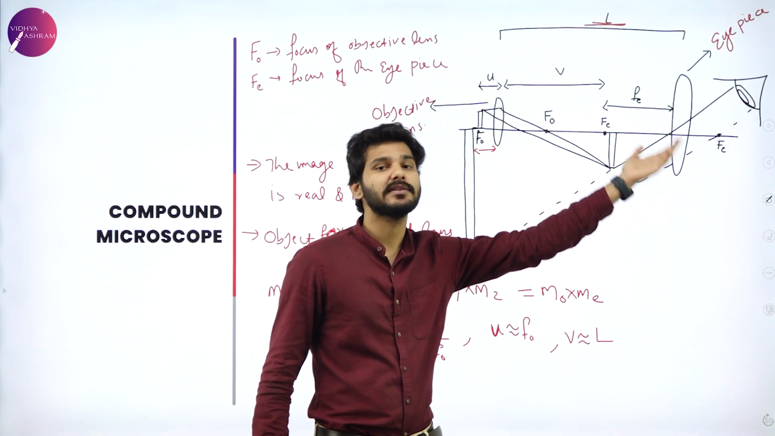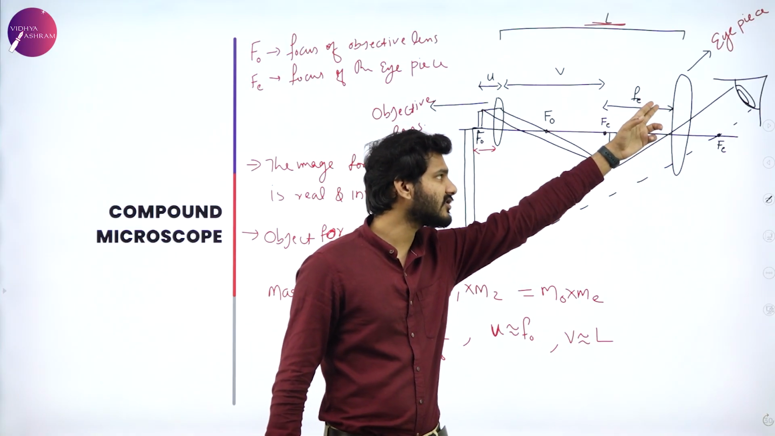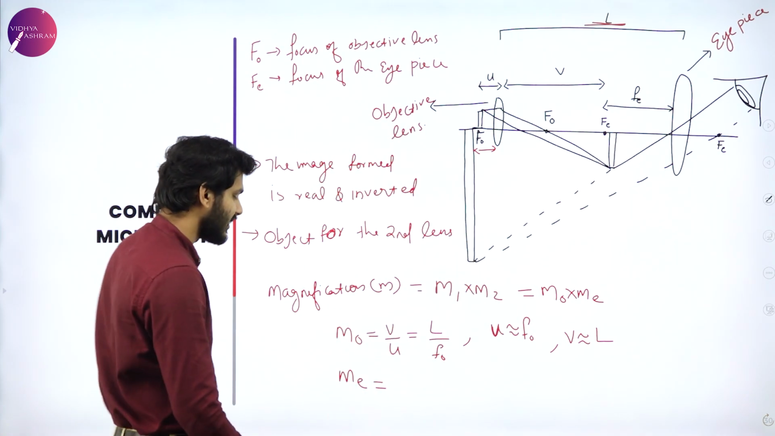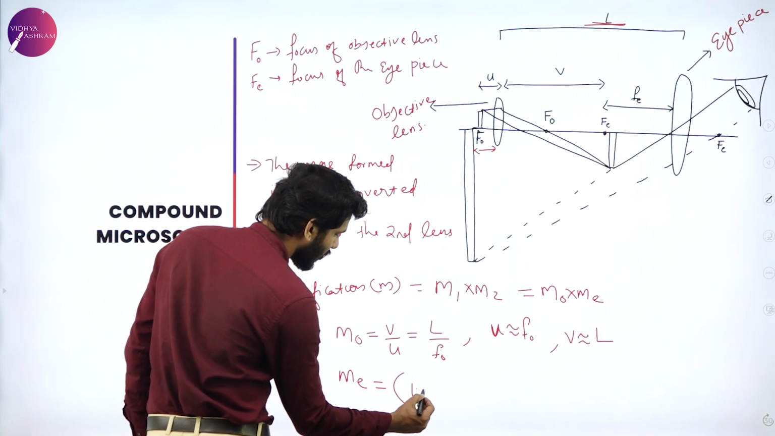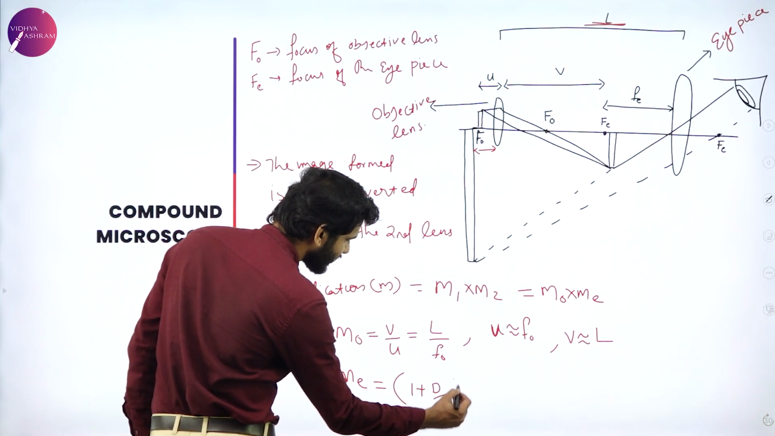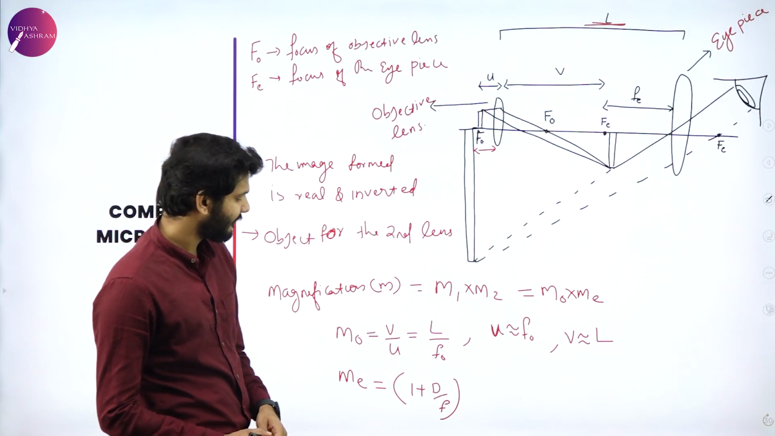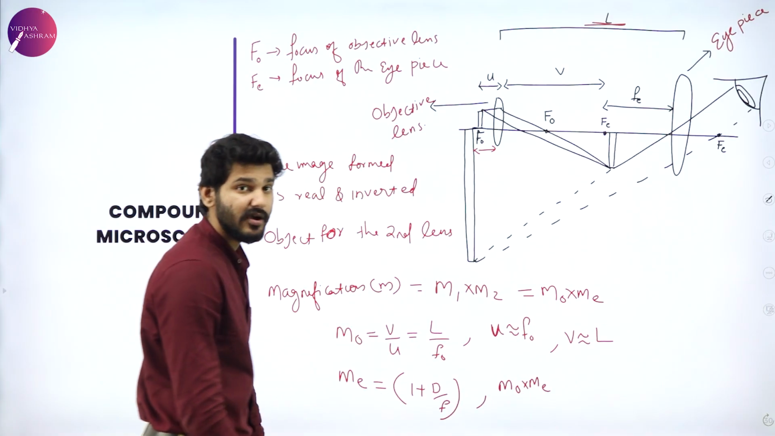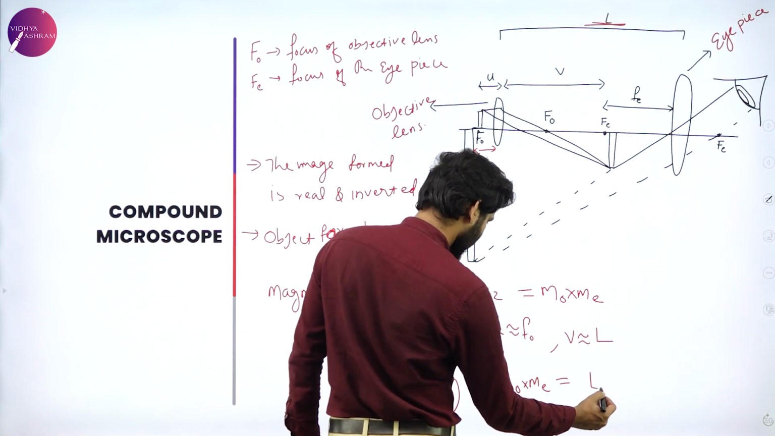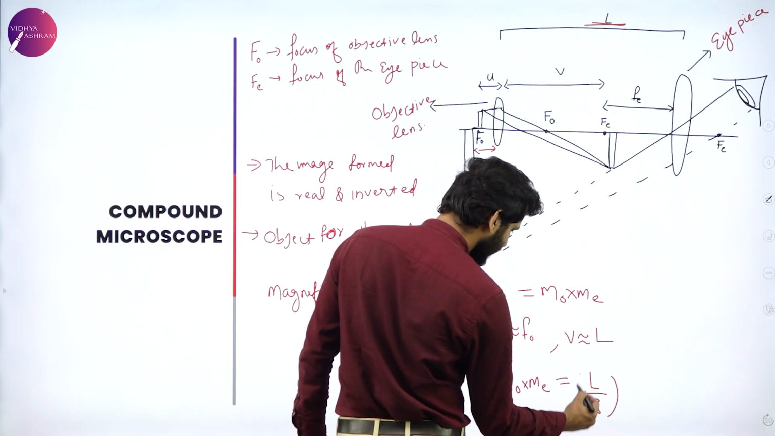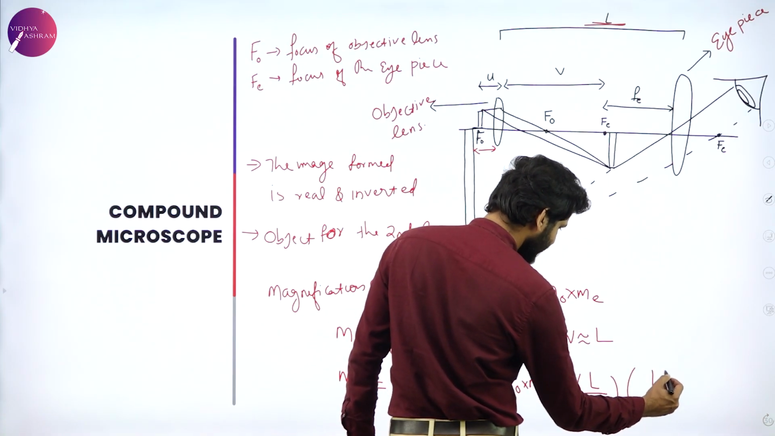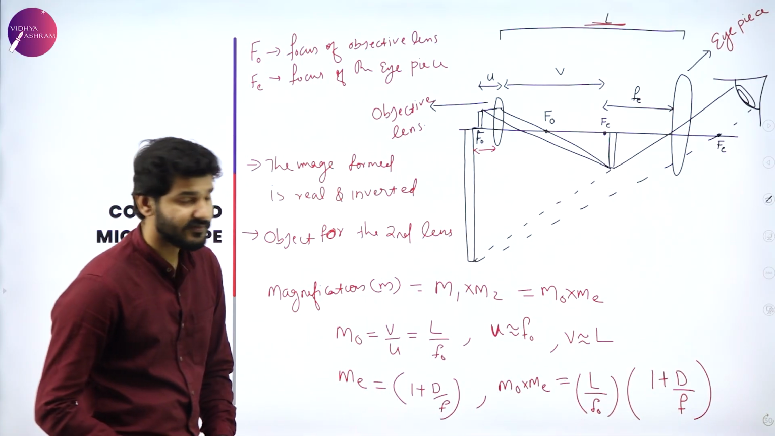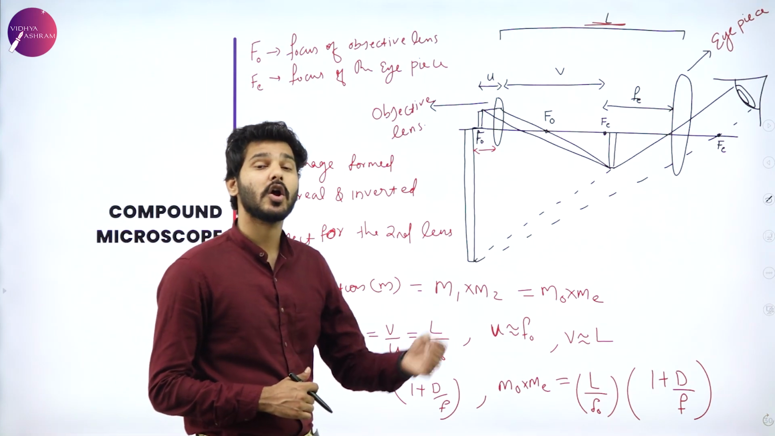Similarly, ME is the same as that of a simple microscope, whatever we derived in the previous derivation, because it is just one lens and the image is acting as the object. It is just being enhanced. So ME will be equal to 1 plus D by F. This implies that MO times ME will be equal to L by FO times 1 plus D by F. This will be the total magnification of a compound microscope.